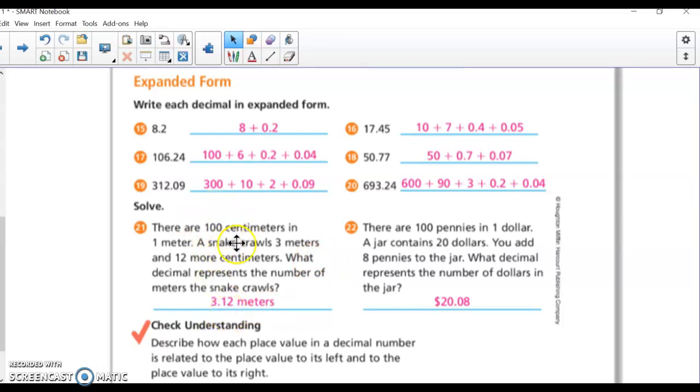This tells me it's out of 100. And then 20 and 8 hundredths. Did you do that correctly? Or did you say $20.80? Right? That's a big difference.